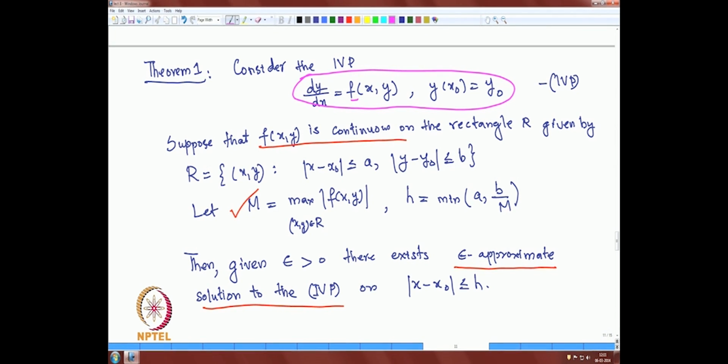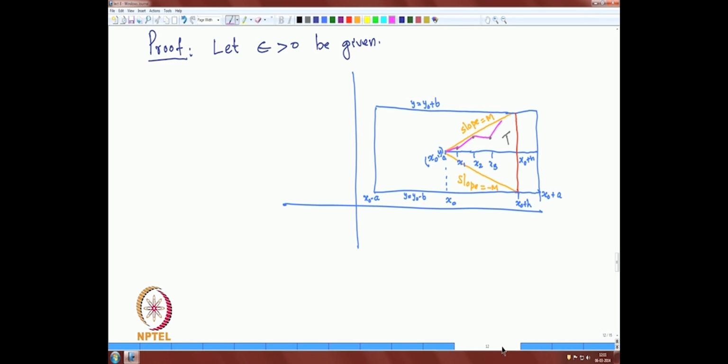Then the conclusion of the theorem is that for a given epsilon greater than 0, there exists an epsilon-approximate solution to the initial value problem on the interval |x - x0| ≤ h. So, we will prove this theorem now. The proof: let epsilon greater than 0 be given, and let us consider the rectangle R.